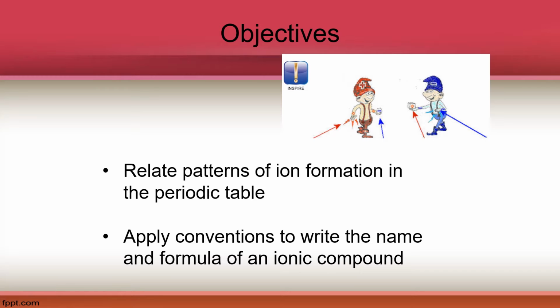So what are we doing? We're going to look at ion formation in the periodic table and apply some conventions and start to write some ionic compound formulas. Remember when we spoke about ions, we were talking about an atom that gains or loses electrons, so it becomes either positive or negative. Because one atom is positive and one is negative, they're attracted to each other, and that's the basis of this ionic bonding.